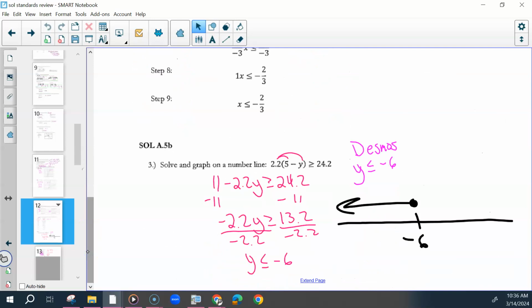And then 5b, if you were solving this, the work is up there, but you could also just put that directly in Desmos, but change the variable to be x, because it won't graph it otherwise. And you would get y is less than or equal to -6. And on the number line, that would be closed, going to the left. And then go on to the last page.